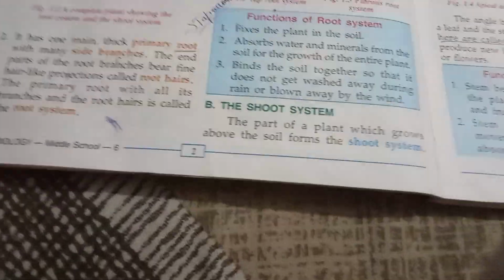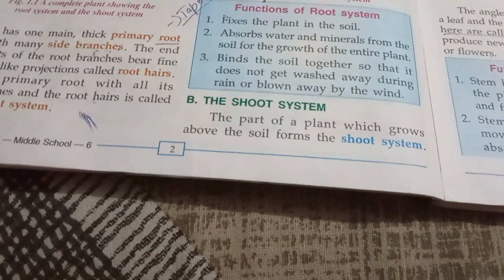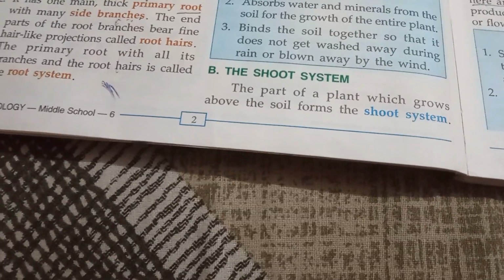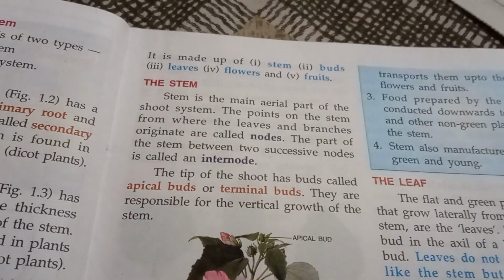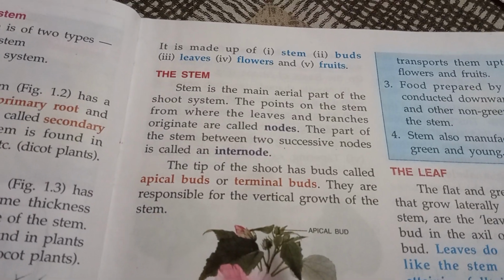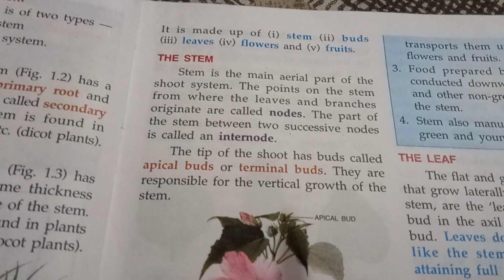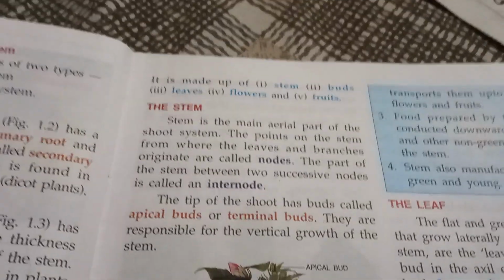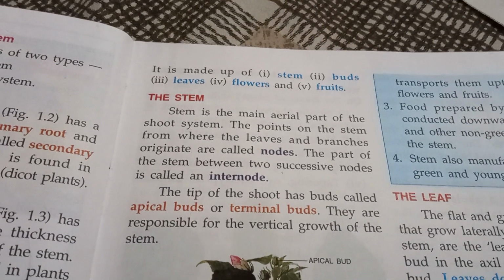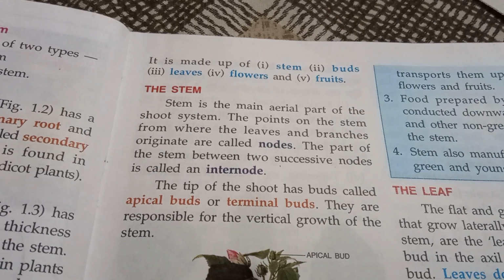Then there is the shoot system. The part of the plant which grows above the soil forms the shoot system. It is made up of stem, buds, leaves, flowers, and fruits.